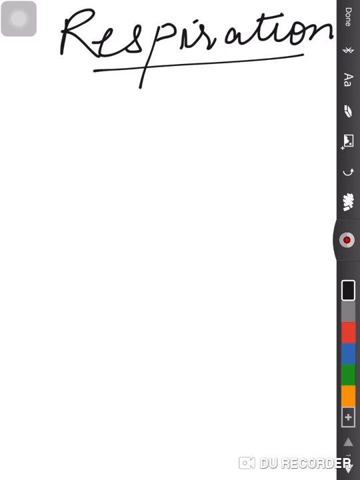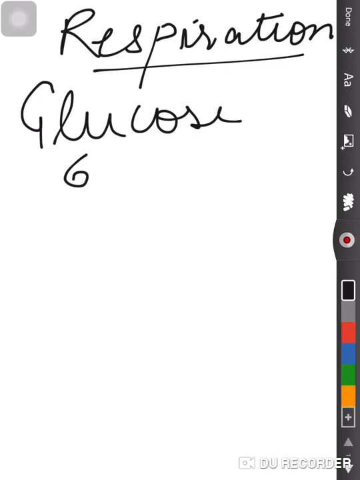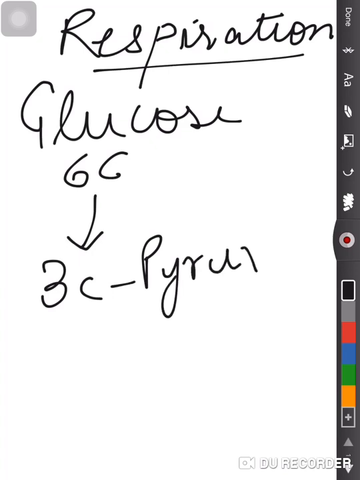But actually, on what does respiration work? It works on glucose. Glucose has how many carbons? It has 6 carbons which are broken down into 3 carbons. When they are broken down into 3 carbons, they are known as pyruvate.